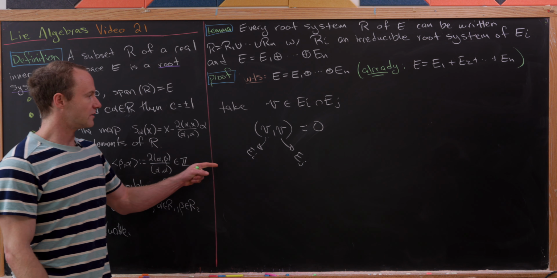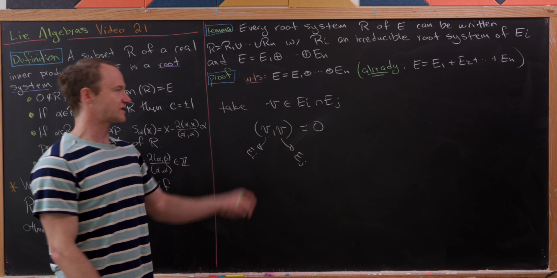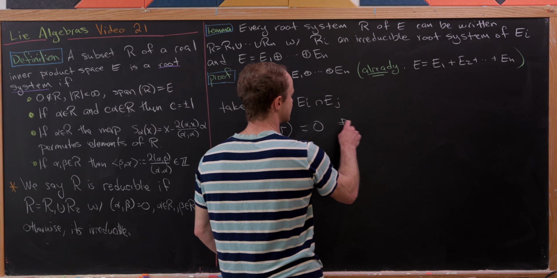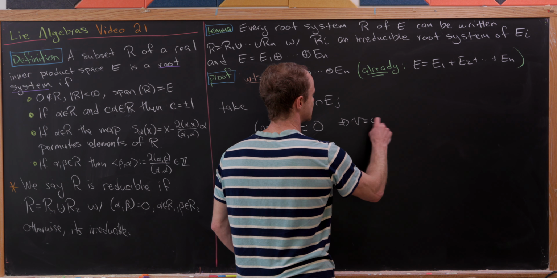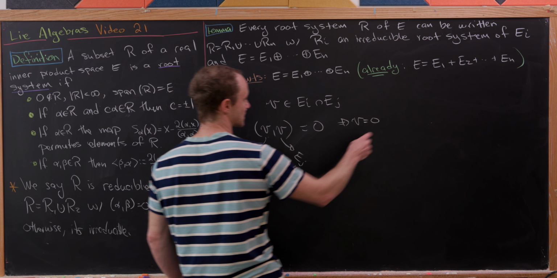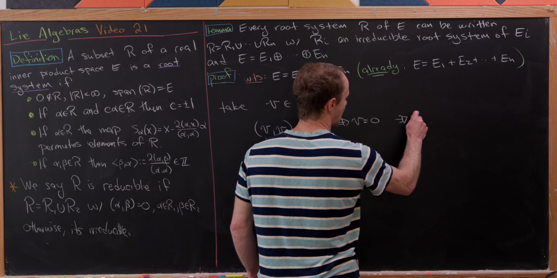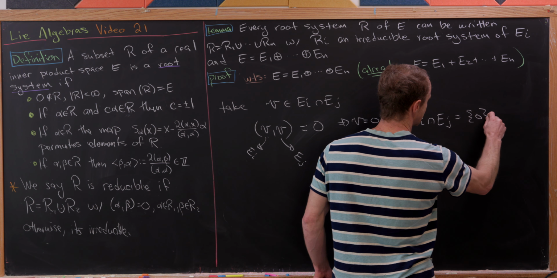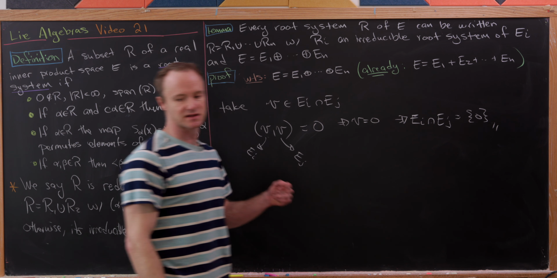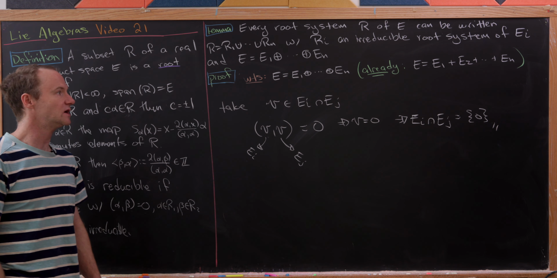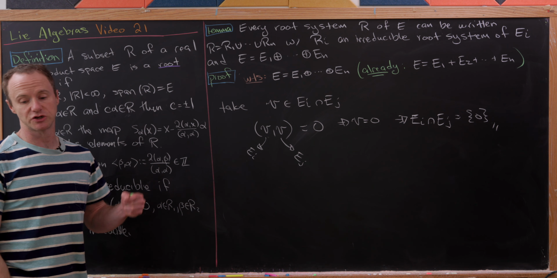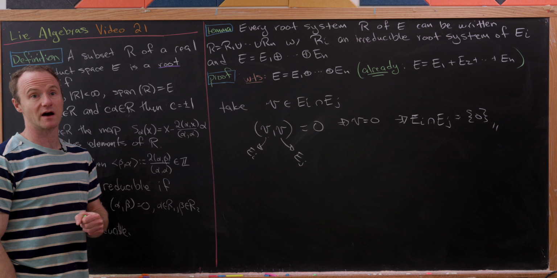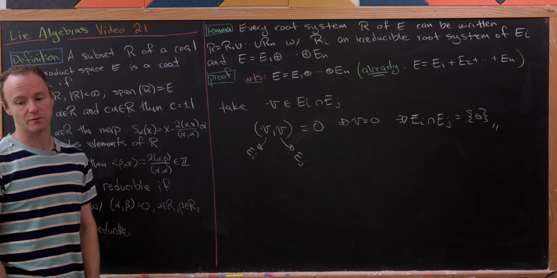Okay, so the only vector in an inner product space whose inner product with itself is 0 is the 0 vector. So that means V is equal to the 0 vector, and so EI intersected with EJ is simply the 0 vector space. That's the last thing that we needed to show to get this sum to be a direct sum. Okay, so now let's move on and talk about a base of a root system.